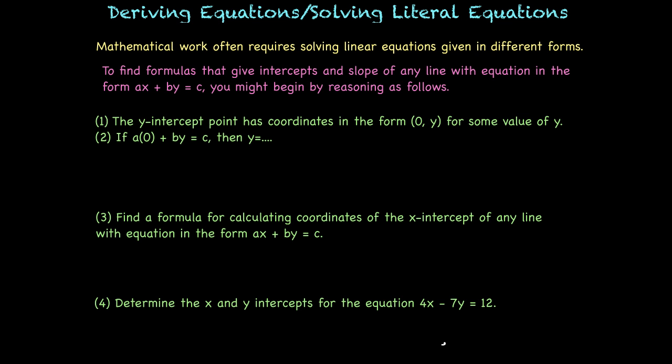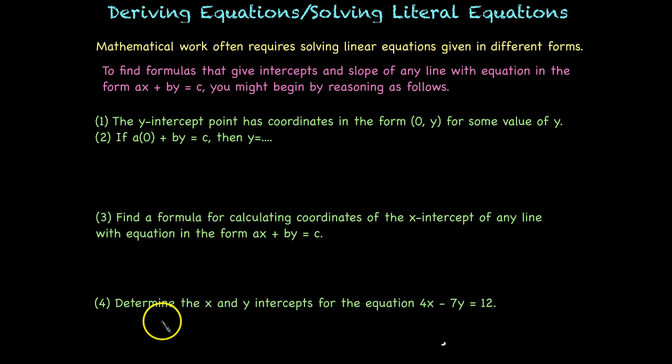All right, mathematical work often requires solving linear equations given in different forms, as we talked about earlier. Maybe we want to find formulas that give intercepts or slope of any line. Say our equation is in this form, ax plus by equals c. Well, we might begin by reasoning as follows. In this case, what we want to do is actually find an equation that gives us our x and y intercepts. So we could say that the y-intercept point has coordinates in the form of 0, y.